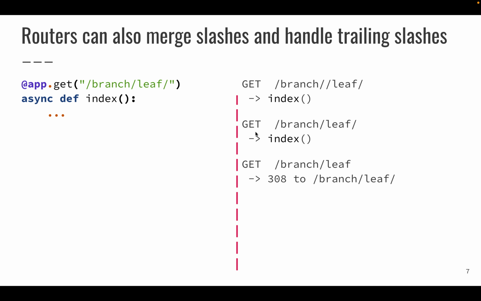Next, and this one should be obvious, but if we do a get request to /branch/leaf/ with the trailing slash there, again it's going to call index. But if we do a request to get /branch/leaf with a missing trailing slash, then the router is expected to return a 308, a redirect request to branch/leaf/ with the trailing slash there. So this is an optional feature. It's called strict slashes, but again, it's a way of handling trailing slashes that Flask and Quart provide. But just to reiterate, these are optional features, certainly not present in all routers, but can be very useful.